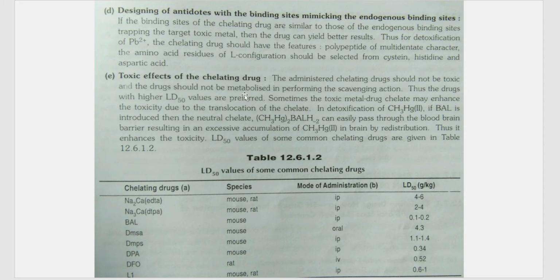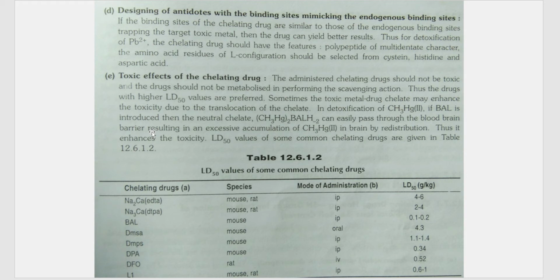So drugs which have a higher value of LD50 are usually preferred as chelating drugs so that they can do their work. One example is given, that is in the detoxification of methylated mercury. If BAL is introduced as a chelating drug, it does form a complex with this toxic metal, but this complex that is formed can easily pass through the blood brain barrier.